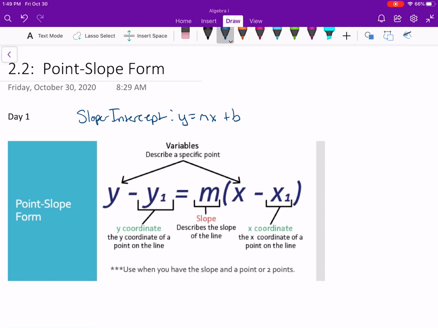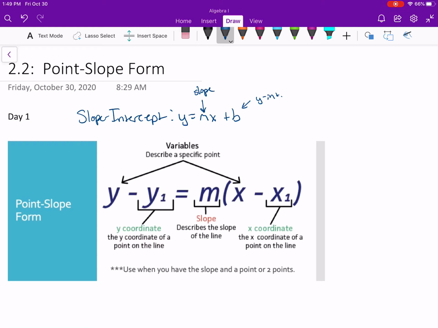This is section 2.2, point slope form, day 1. So we've already talked about slope-intercept form. Remember, it's y equals mx plus b, where m represents our slope and b represents our y-intercept. Today we're going to talk about point slope form, which is another way of writing an equation of a line. It's just going to look different.